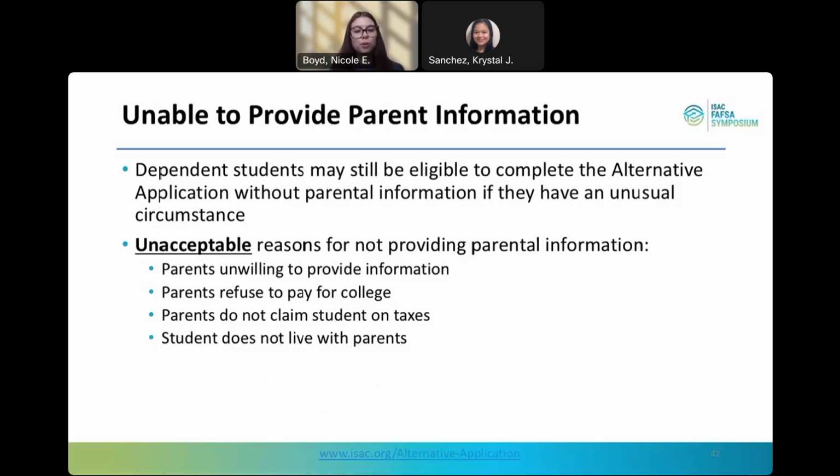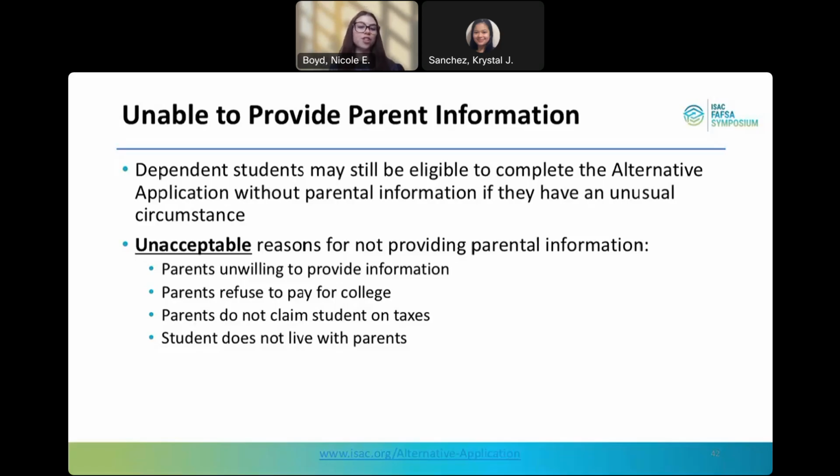Now, if they are unable to provide parent information, dependent students may still be eligible to complete the alternative application even without parent information if they have an unusual circumstance. So if contacting the parents would pose a risk to the student, or if they have no way of contacting the parents. So if parents have abandoned the student, if they are estranged, if parents are incarcerated, these could all be unusual circumstances. However, and I did mention these earlier, there are some common reasons that you may encounter that are not considered acceptable reasons for providing parental information.